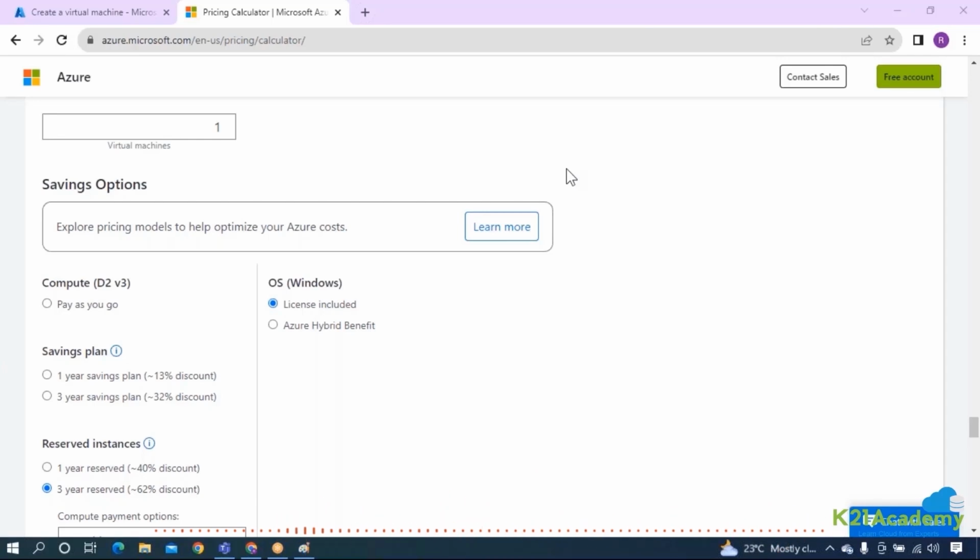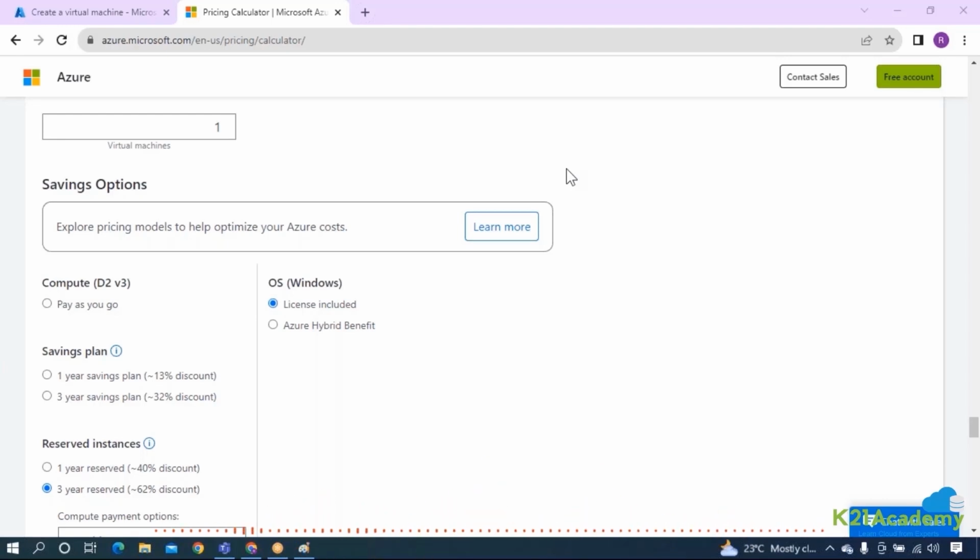Now, if tomorrow I create a virtual machine, guys, let's assume for a while. I created a virtual machine, ran it for 5 days and then deleted that machine. I created another virtual machine, ran it for 30 days, and it is still running right now. And I have a third virtual machine which I have created and kept in the shutdown state.